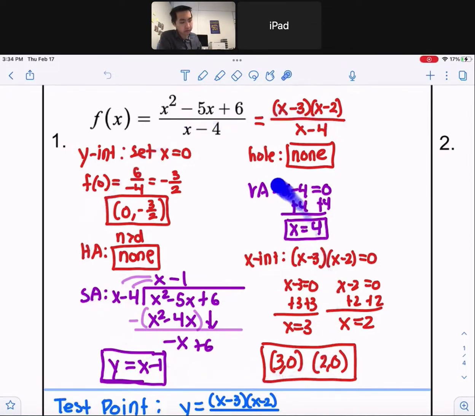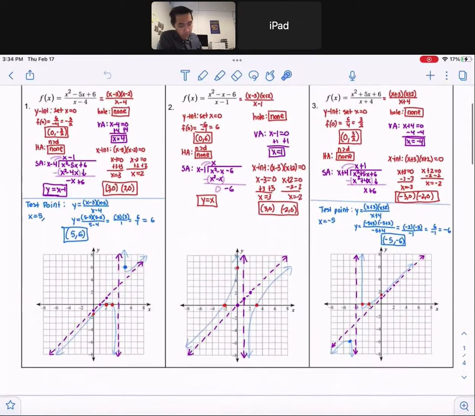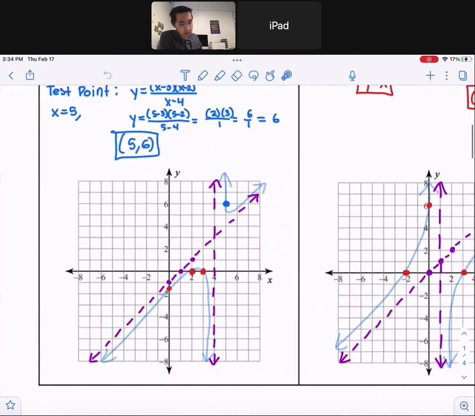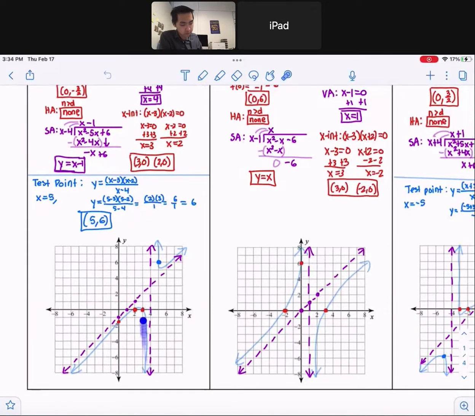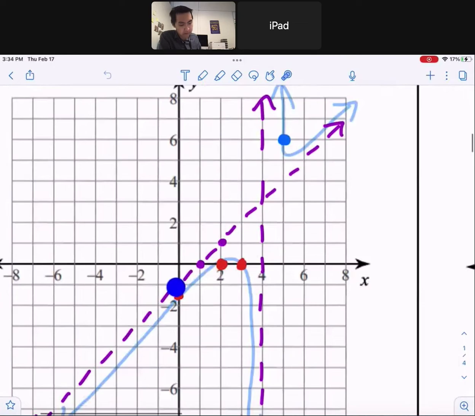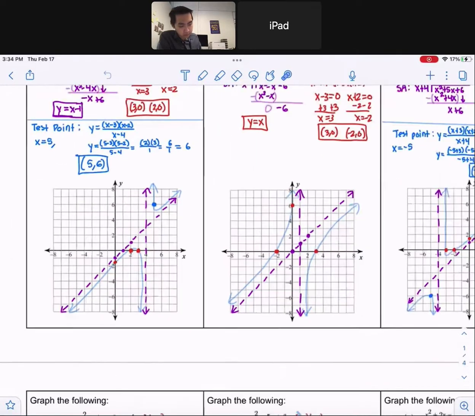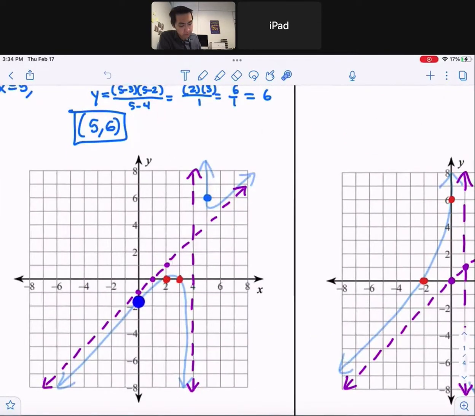Now, when you plot all of this, you're going to get all of this stuff. So the vertical asymptote is x equals 4, so it's on the x equals 4 line. For the slant asymptote, graph it at y equals negative 1, and then the slope is 1, right? So up 1, right 1, up 1, right 1, and so on. And then the y-intercept is 0, negative 3 halves. The x-intercepts are 2, 0 and 3, 0.